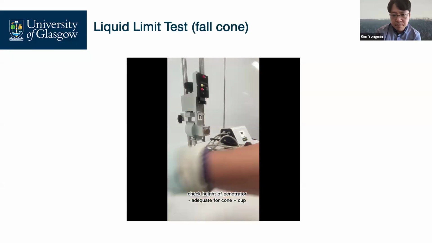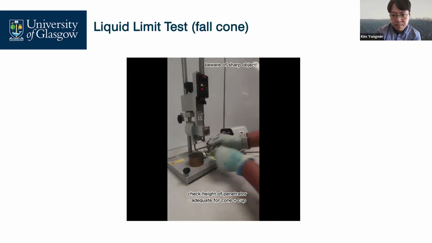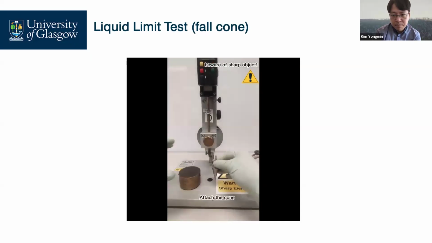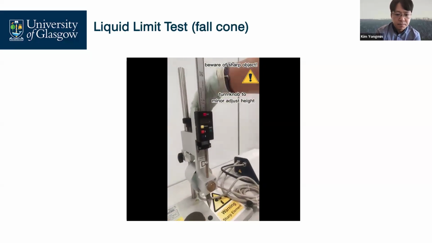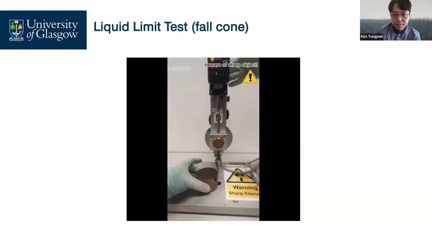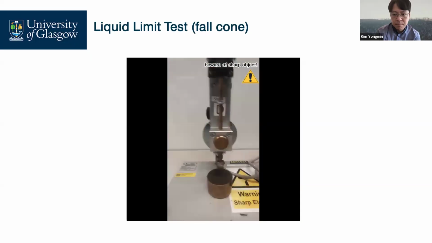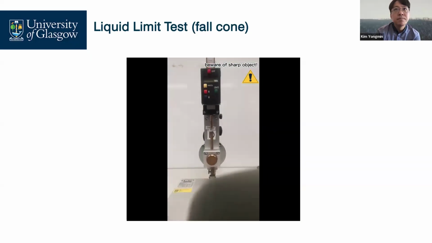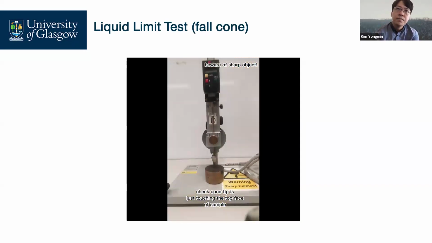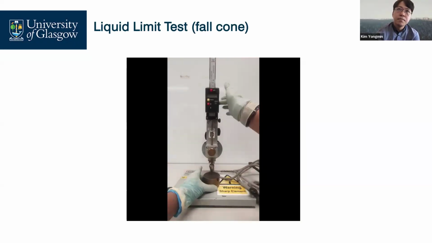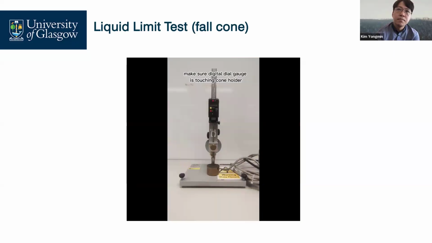Check the height of the penetrator is adequate for cone plus cup. Attach the cone. Turn the knob to minor and adjust the height. Check the cone tip is just touching the top face of the sample. Ready. Make sure the digital dial gauge is touching the cone holder.